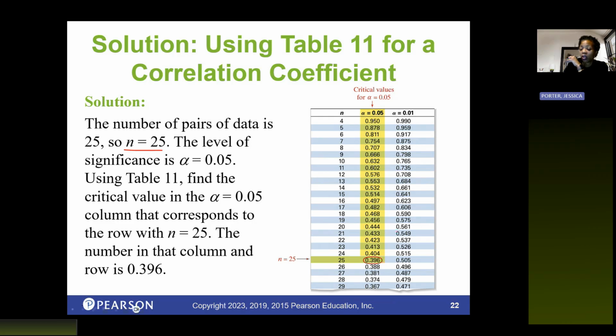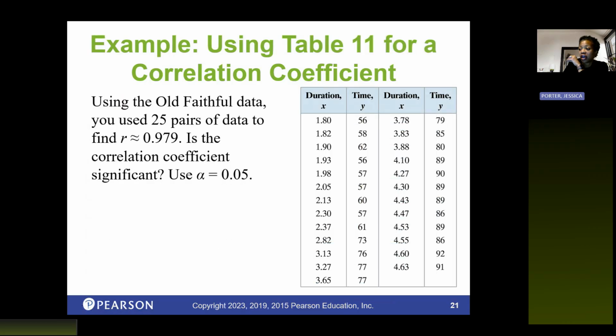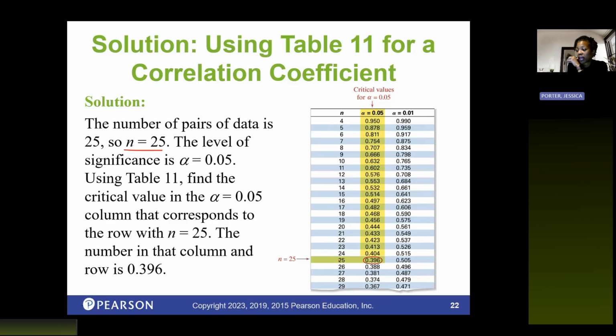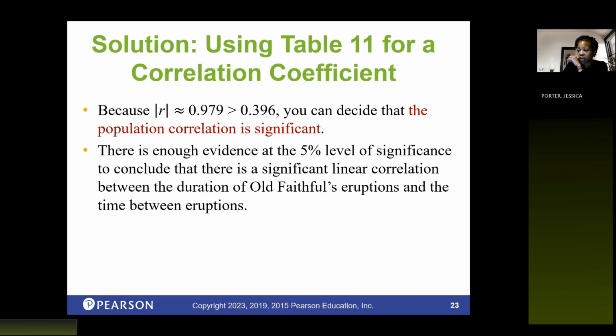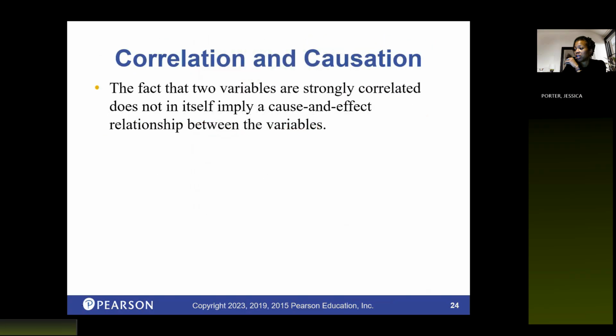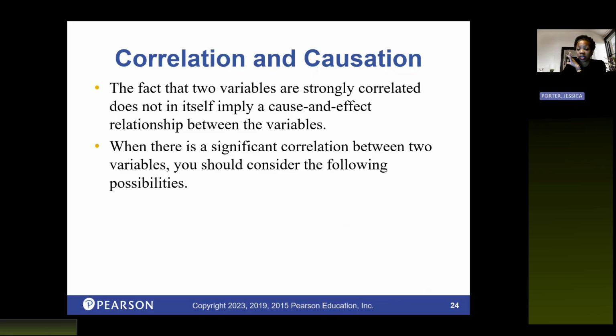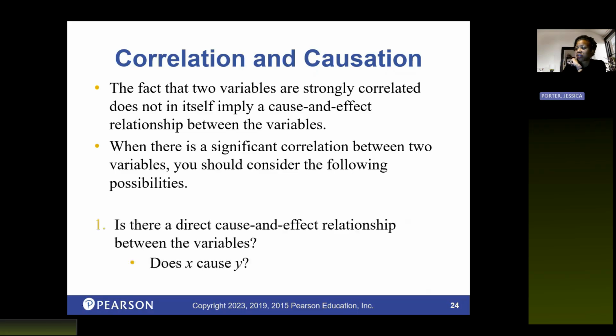Remember, our R was 0.979, which is greater than 0.396, which means the population correlation is significant. And then there is enough evidence at the 5% level of significance to conclude that there is a significant linear correlation between the duration of Old Faithful's eruptions and the time between eruptions. Correlation does not mean causation. Just because they're correlated doesn't mean that one caused the other.